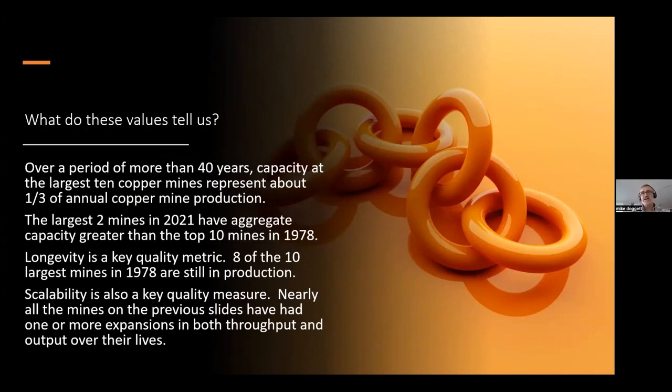So size is driving and scale is driving the copper business, or at least it has been over the past 40 years or so. Longevity is also a key quality metric.